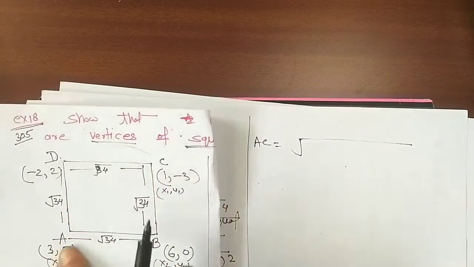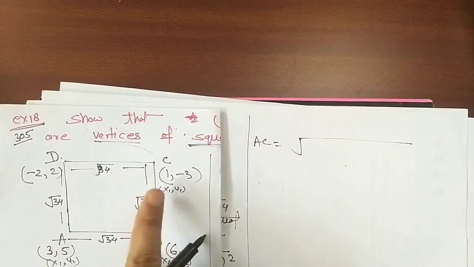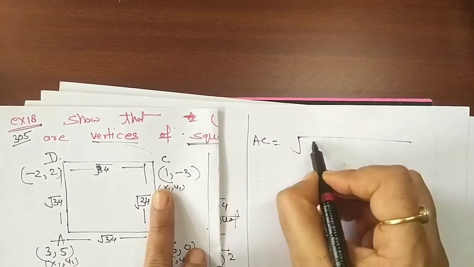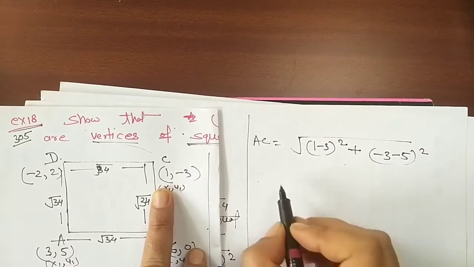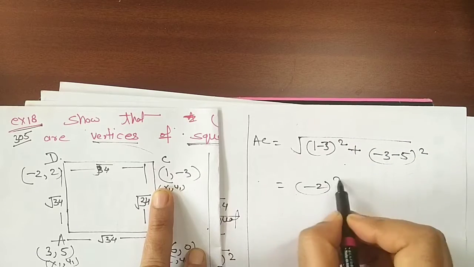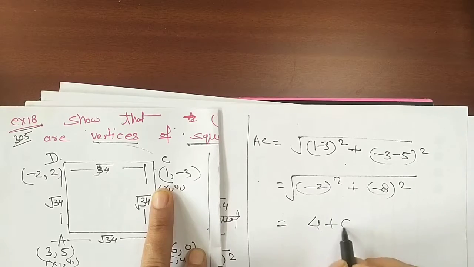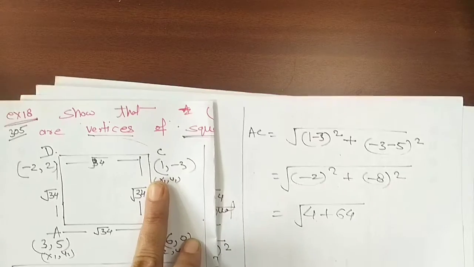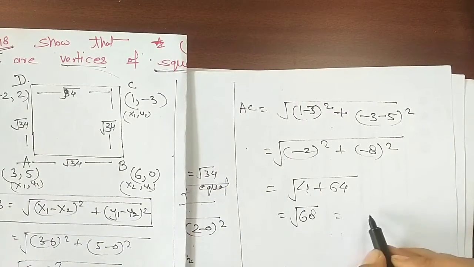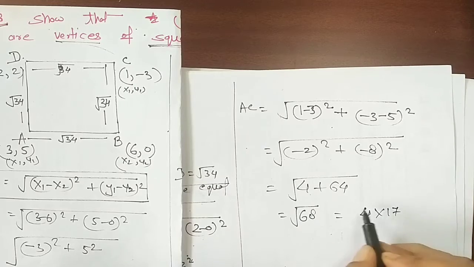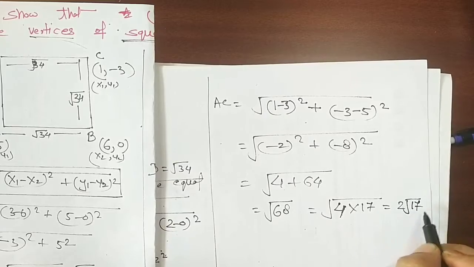AC is root of this one. So let me take this as x1 y1 x2 y2: 1 minus 3 square plus -3 minus 5 square. 1 minus 3 is -2 square, minus 8 square, which is 4 plus 64, which is root of 68. Root of 68, what? 4 into 17. And out of 4 what will come out? 2. Root 17 will remain there.